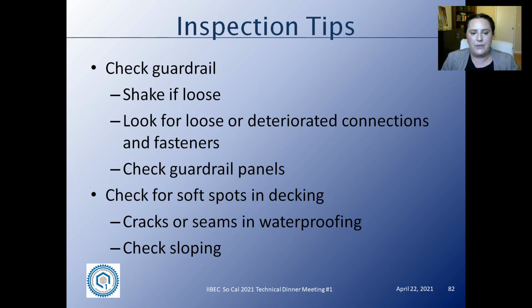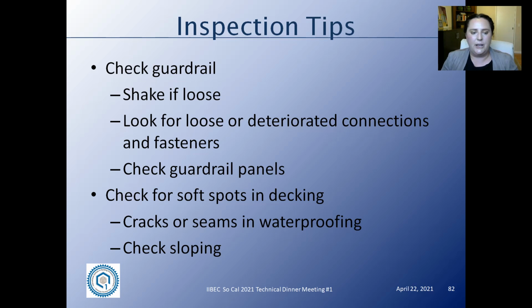Also check for the guardrail panels. As I mentioned before, panels are there to provide a structural barrier so that people can't fall off or things can't fall off these balconies. Check for soft spots in the decking. So when you walk around, feel for soft spots and bounciness within the decking itself.